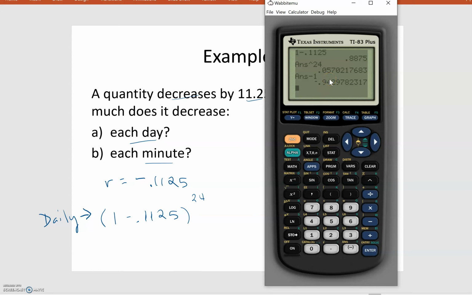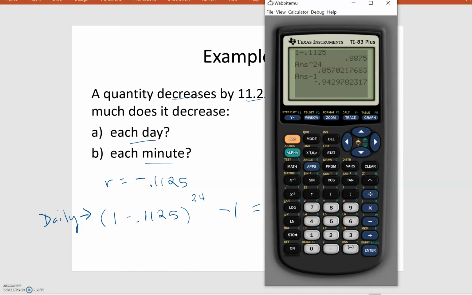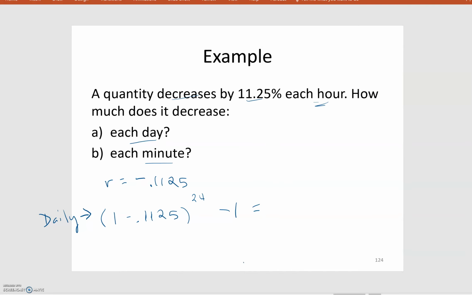So if I write it like this, I forgot what my value was. 0.94, let's call it 0.943. So my actual decay rate is 94.3% daily.